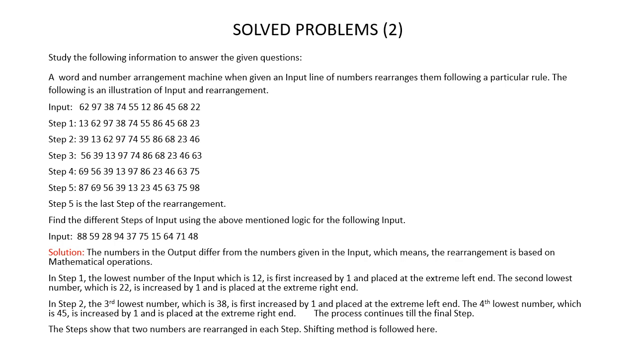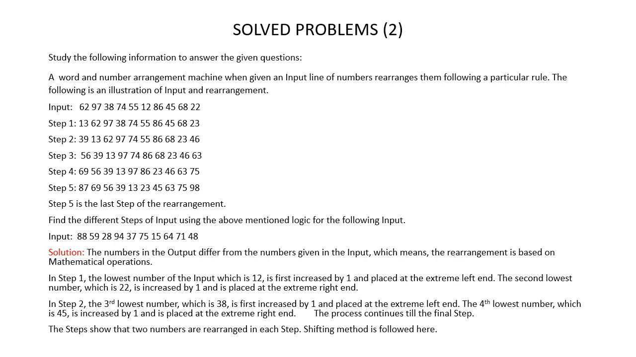So here you are given an input which consists of only numbers. Then 5 steps are given. Step 5 is the last step of the rearrangement. Find the different steps of input using the above mentioned logic for the following input. So here you are given another input which consists of only numbers. Now let's find out the logic followed by the machine.